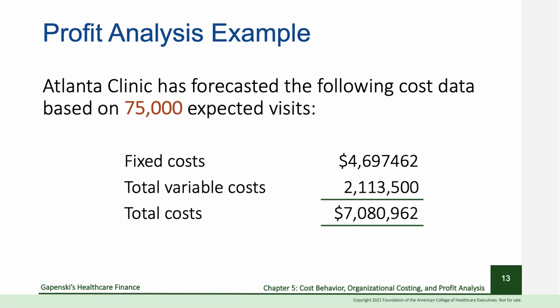So let's say Atlanta Clinic has forecasted the following cost data based on 75,000 expected visits. Their fixed cost is $4,697,000 and the total variable cost is $2 million approximately. So their total cost is approximately $7 million.